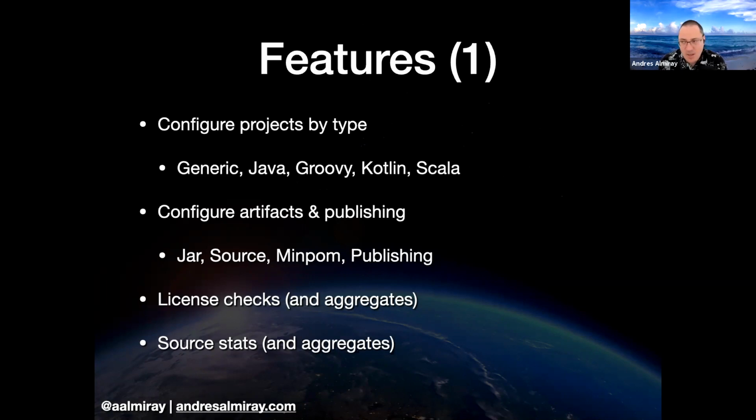You can configure license checks so that you can download all the licenses for your dependencies and aggregate for that as well. You can configure how you want the license headers to be formatted for the files with different rules. And you can generate statistics about your sources to get a count of how many lines for Java, Groovy, Kotlin, Scala, JavaScript, and so many other things that are supported. And you can get an aggregate as well.